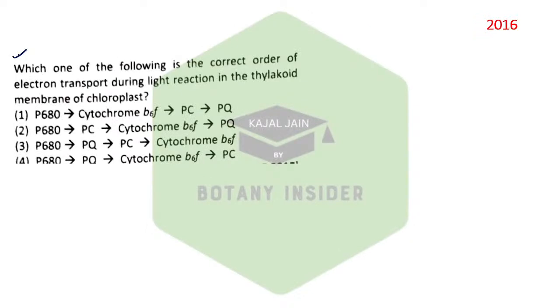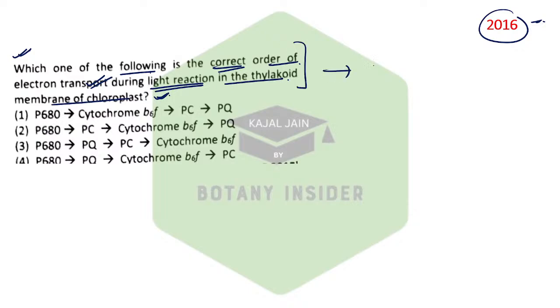Next question. See, in 2016 also a similar concept was asked. Question is, which of the following is a correct order of electron transport during the light reaction in a thylakoid membrane of the chloroplast? Give this particular question a try now, everyone. Very, very simple again. You have four options. You need to find out what is the correct order of electron transport, similar to the previous question related to your Z scheme. Try the question, everyone.